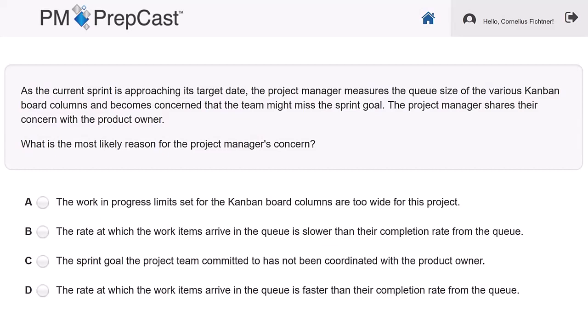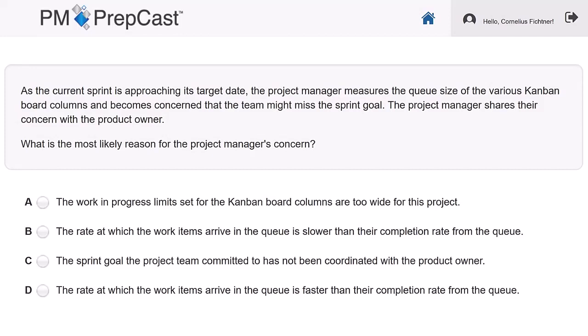As the current sprint is approaching its target date, the project manager measures the queue size of the various Kanban board's columns and becomes concerned that the team might miss the sprint goal. The project manager shares their concern with the product owner. What is the most likely reason for the project manager's concern? Why does the project manager think they're going to miss it?